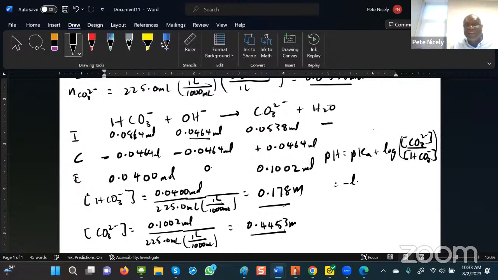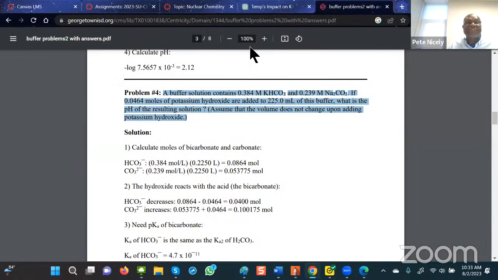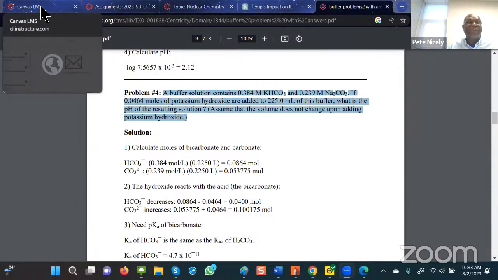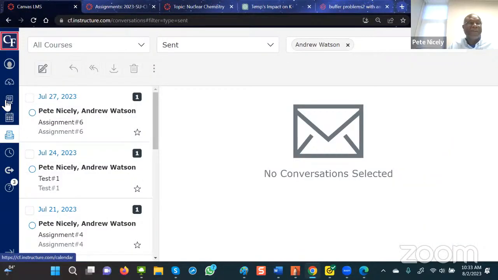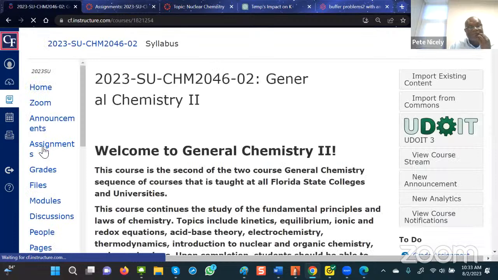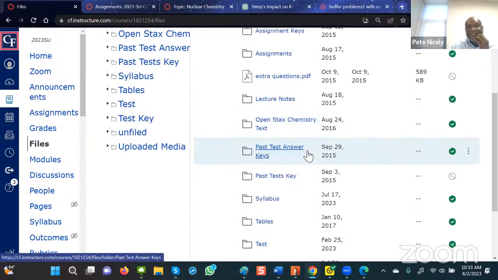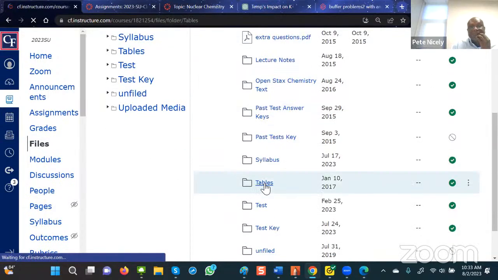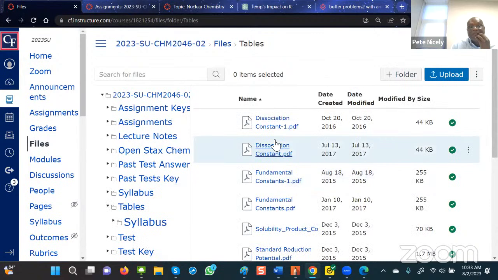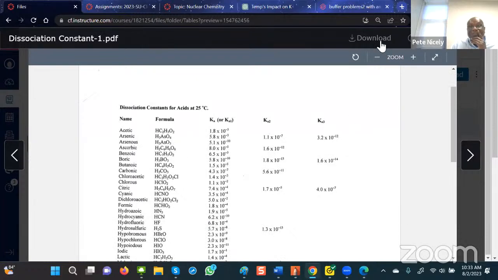So pKa is minus log of Ka. Did they give the Ka value? Hold on. Okay, they didn't give the Ka value. So guess what? We have to go to the tables. So let me go here. Okay, where's the tables? Okay, tables. Okay, dissociation constants. Okay, so let me download this.